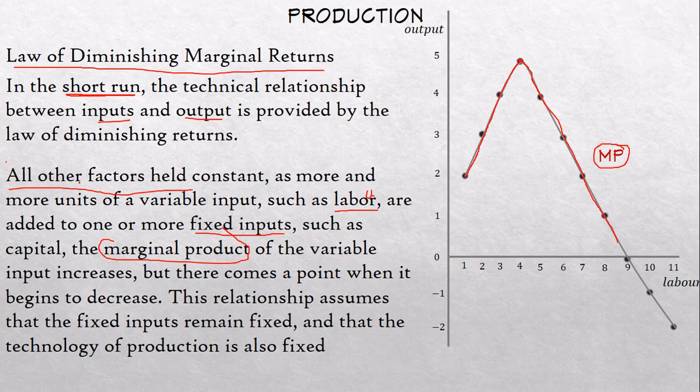So all other factors held constant, as more and more units of variable inputs, such as labor, are added to one or more fixed inputs, such as capital, the marginal product of the variable input increases, but there comes a time, or there comes a point where it begins to decrease.